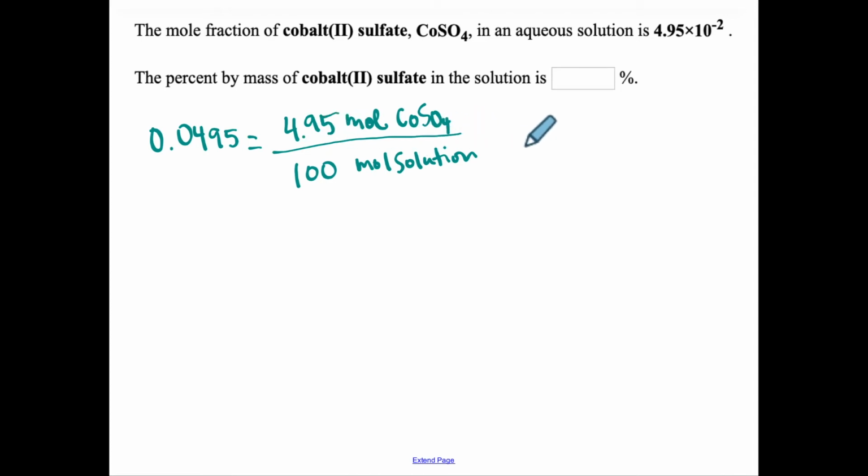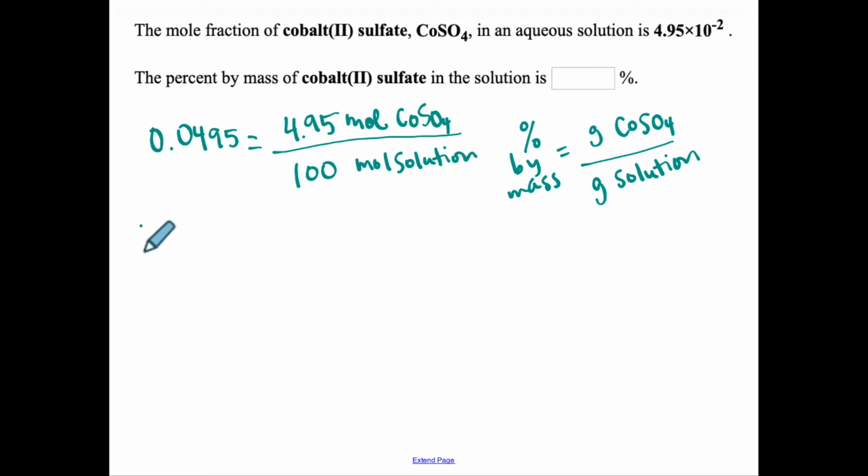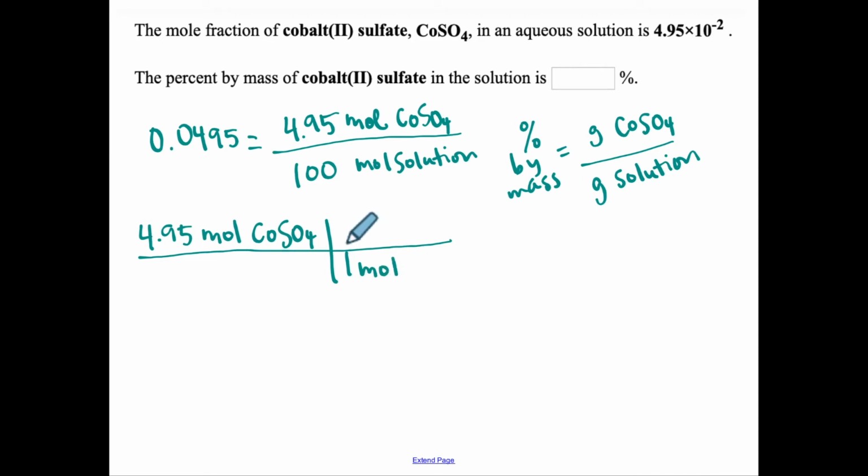Our equation for percent by mass is the grams of the cobalt sulfate divided by the grams of the solution. We can convert 4.95 moles of cobalt sulfate into grams. The molar mass is 154.99, and when we type that in, we get 767.2 grams of cobalt sulfate.